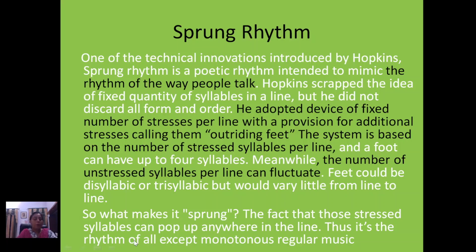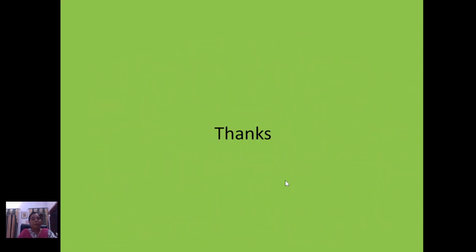Thus it is the rhythm of all except monotonous regular music. If there is monotonous regular music, only then is there a regular coming of stressed syllables. Otherwise, in normal speech or in normal music, the stressed syllables can vary. The length between stressed syllables, or the number of unstressed syllables coming with the stressed syllables, can vary from line to line. So that is the sprung rhythm of Hopkins. Thank you. I hope you understood all these 3 terms: inscape, instress, and sprung rhythm of Hopkins.